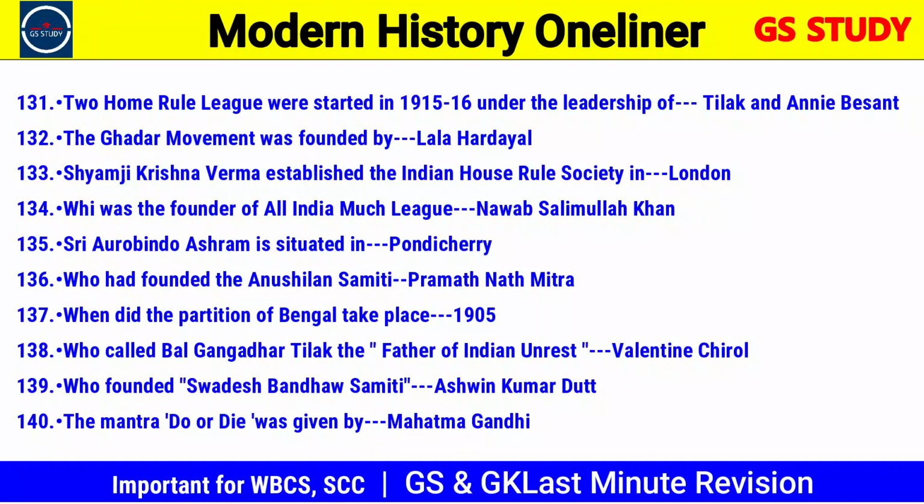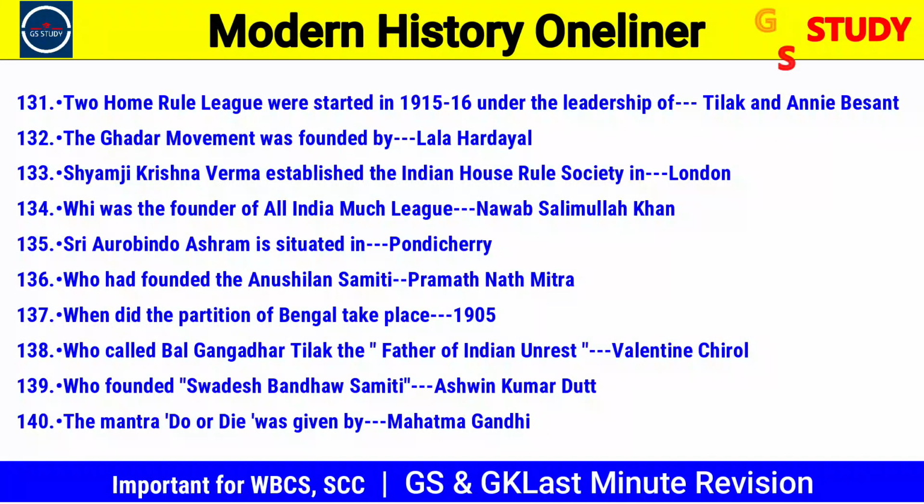134. Who was the founder of All India Muslim League? Nawab Salimullah Khan. 135. Sri Aurobindo Ashram is situated in Pondicherry. 136. Who had founded the Anushilan Samiti? Pramatha Nath Mitra. 137. When did the partition of Bengal take place? 1905.